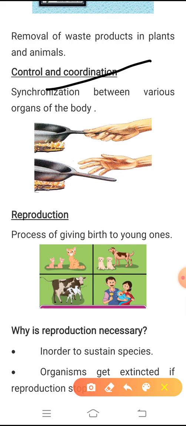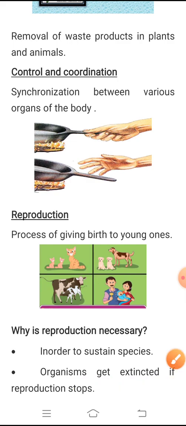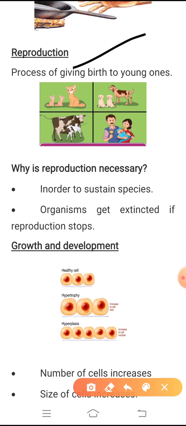Now let us move towards our next topic, that is reproduction. In simple terms, I can say reproduction is a process of giving birth to young ones, right? So you're all aware of it because you have already studied it in your lower classes. So reproduction means giving birth to young ones, but why is this reproduction necessary? Why do the animals, the human beings or the plants have to give birth, or reproduce their young ones? Why does it have to take place?